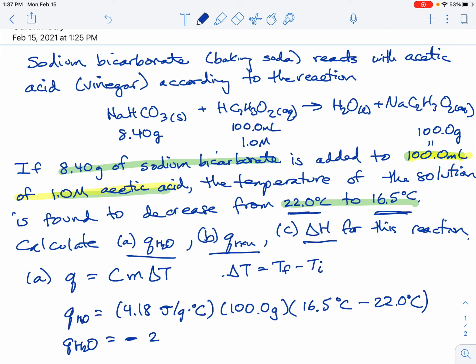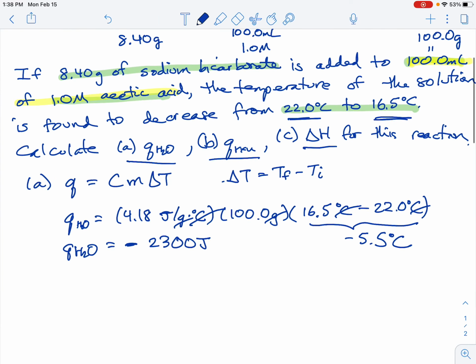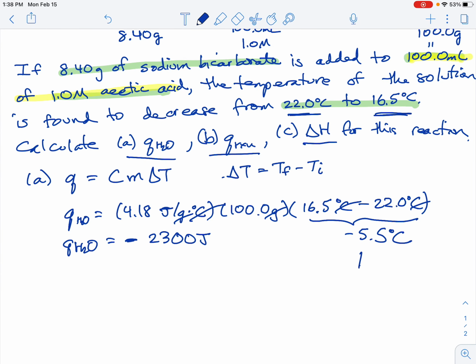When you do this, I should have shown this out. 16.5 minus 22.0 is negative 5.5. So that's got two significant digits. So this is going to be negative 2300. Notice your grams and your Celsius cancel. So that's going to be joules. All right. So the fact that we had a negative delta T over here explains why we have a negative Q.